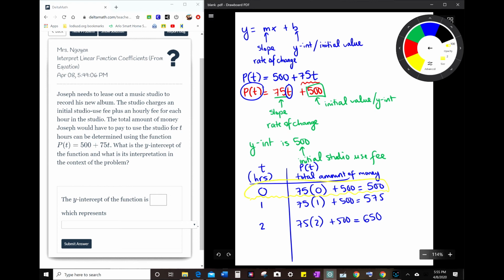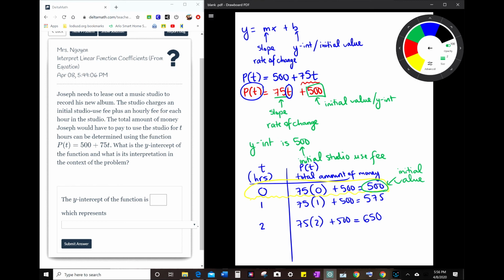So then what we know from the table is this one right here, the y-intercept, that the y-intercept is the value of P of T when T equals 0, which is 500. So same answer, but a different way to look at it. So 500 now is the initial value. And what does it mean by initial value? That means when you start out, when T equals 0, that means even if you didn't spend any hours in the studio yet, you still have to pay this fee right here.